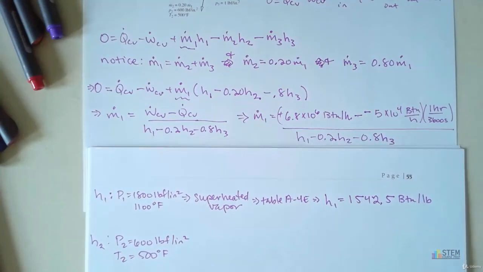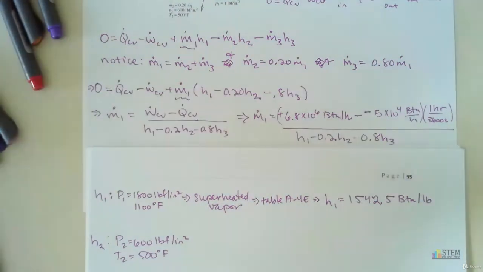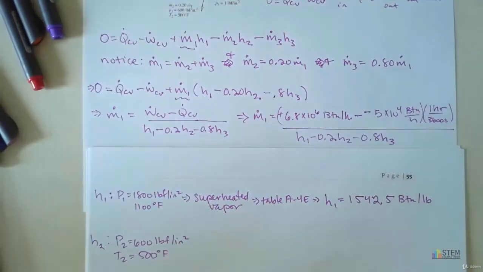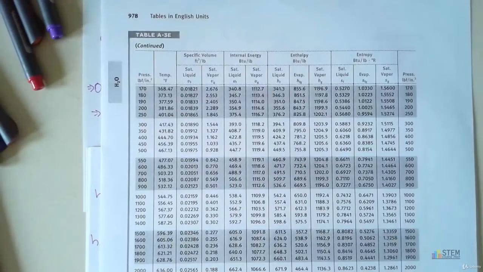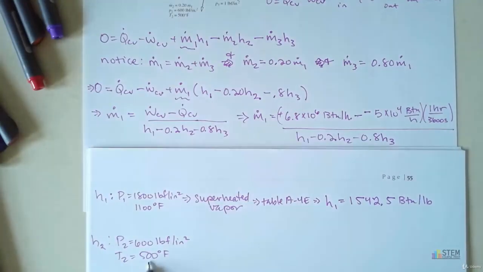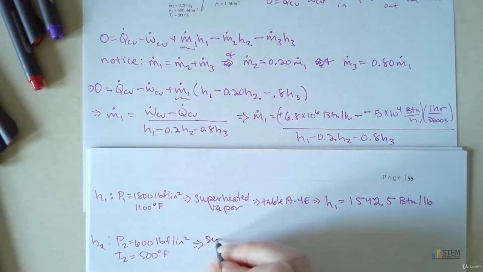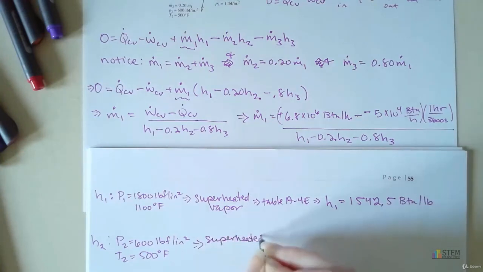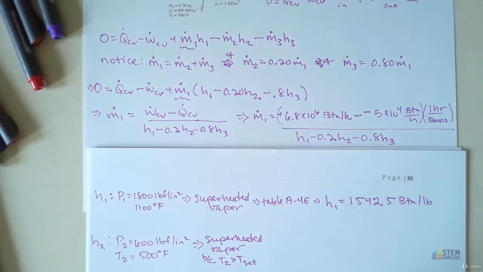Okay, so we're going to go to the saturated water table. You're going to find your pressure of 600, which is here. Look at the saturation temperature. It's 486.33. Compare it to this. Our number is still higher than that. That means we still have superheated vapor. And let's just put, just to have the note, we'll put because T2 is greater than the saturation temperature. That way you don't forget the logic we used there.